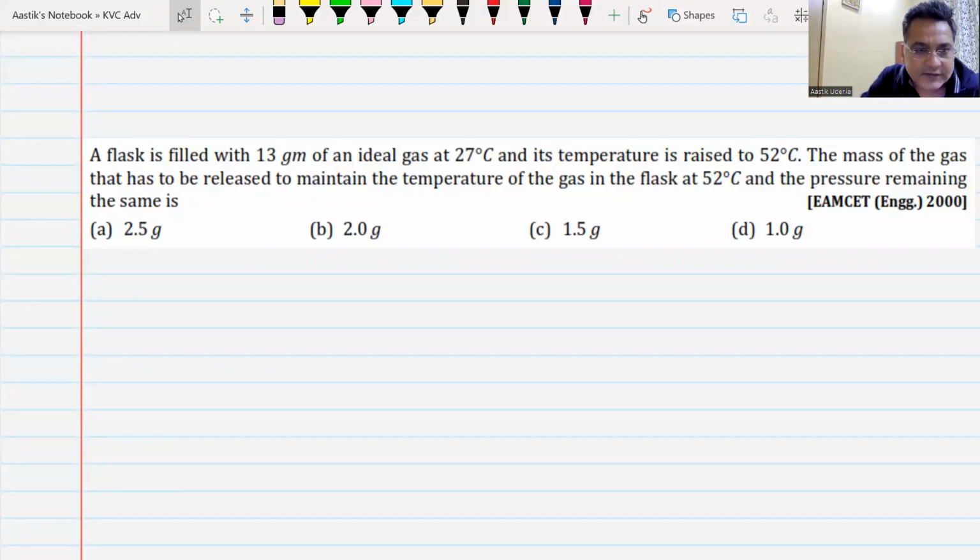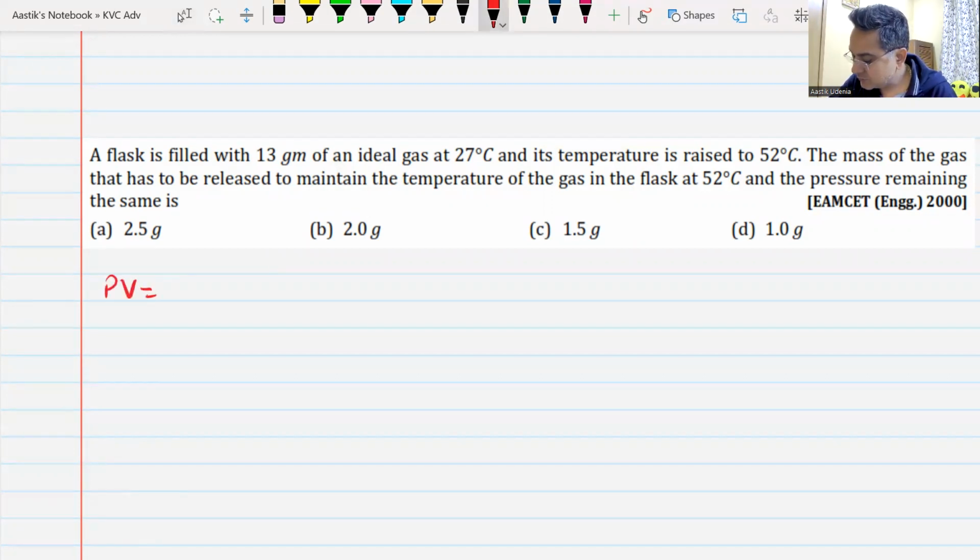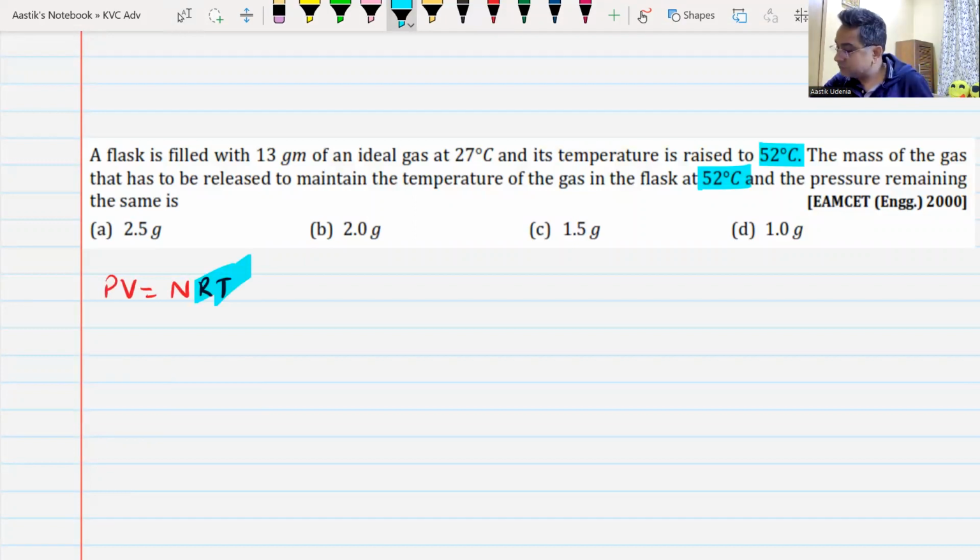So we know the answer. It is very simple. Yes or no? PV is equal to nRT. Simple equation. Temperature is remaining constant, yes or no? Temperature is constant, R is constant. Sir, temperature is changed, 27 degrees to 52. Oh, sorry, I thought 52. Okay.